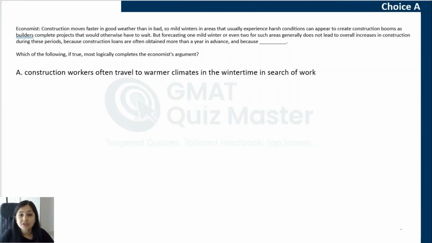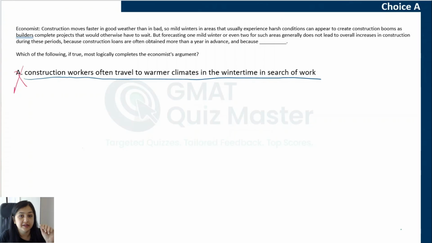This is something. Choice A. Construction workers often travel to warmer climates in the wintertime in search of work. Now, if you had understood what the correct answer choice needs to convey, you would have easily rejected this answer choice because, yes, definitely it is an incorrect answer choice, but it is a very popular incorrect answer choice. So let's understand it in detail.